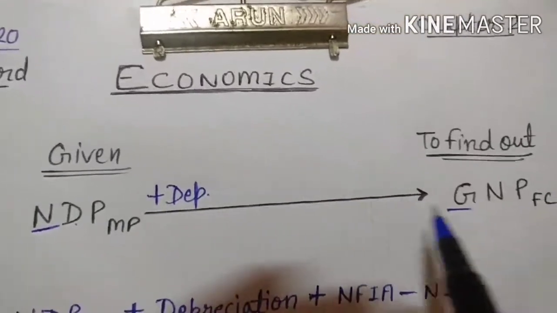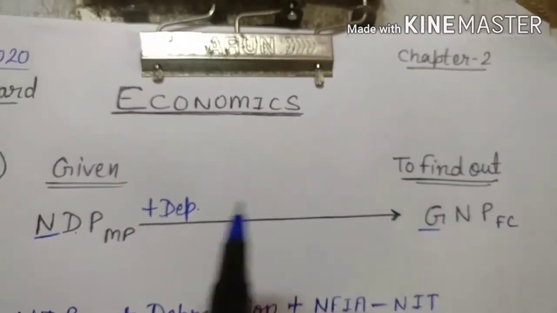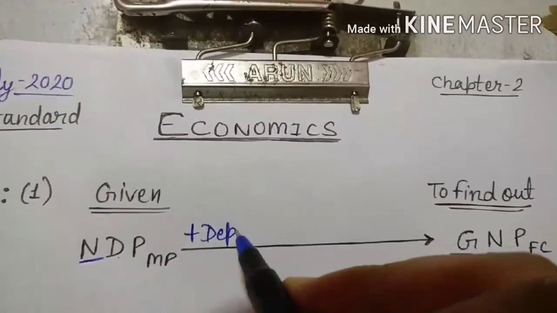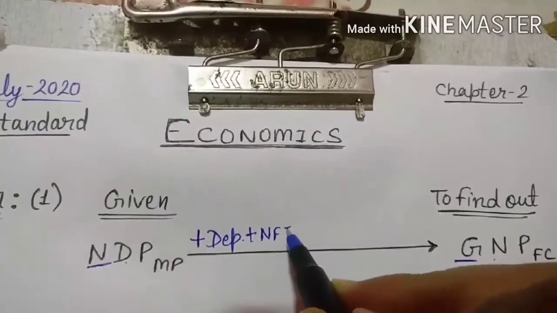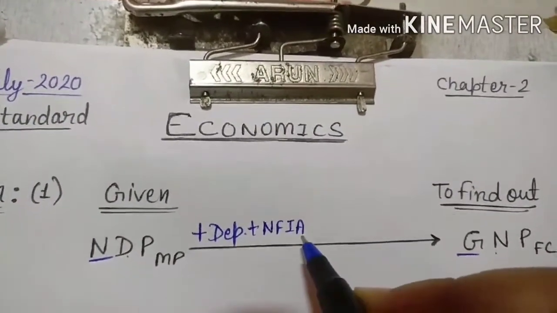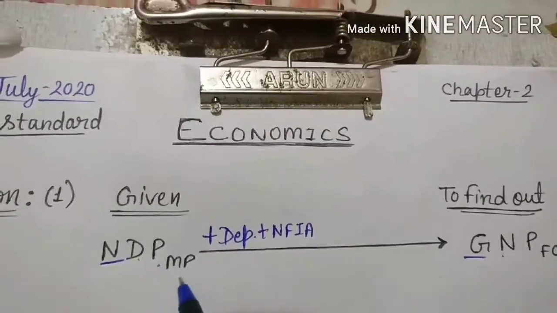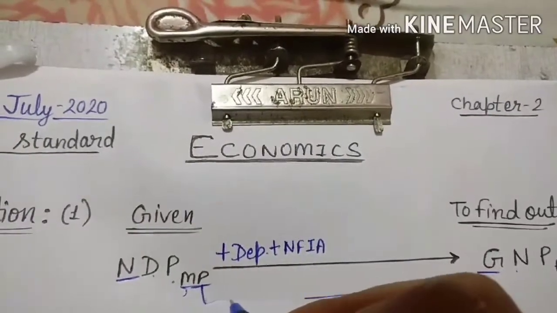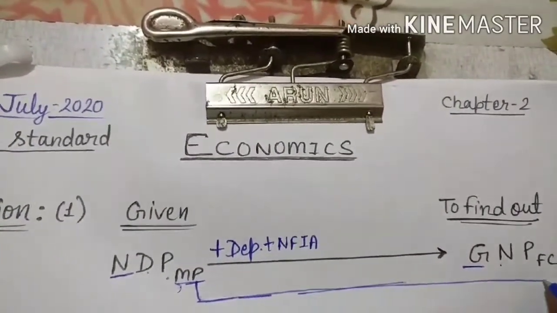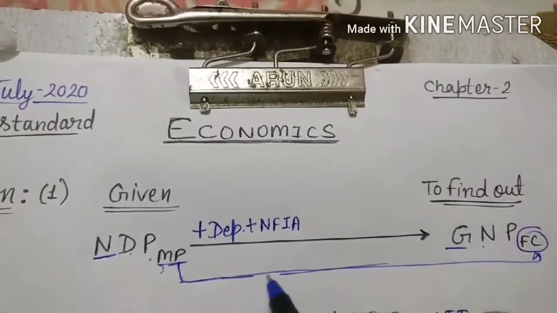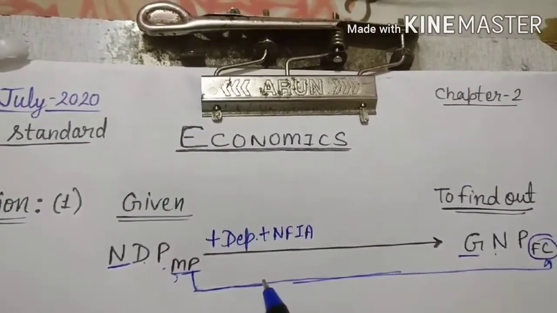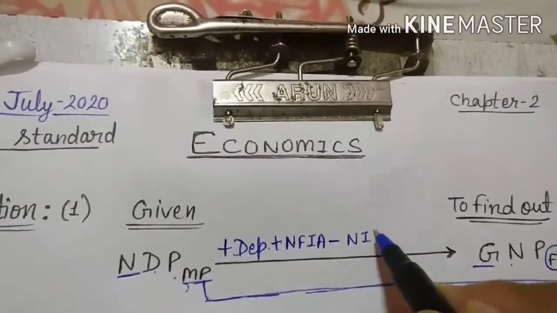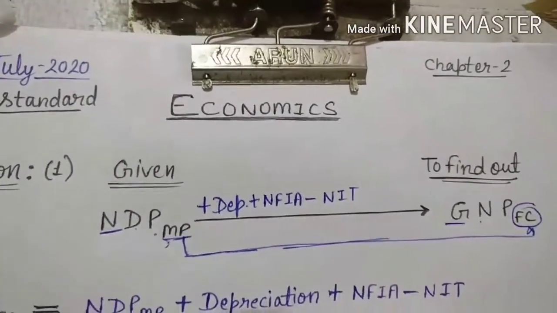Then here it is domestic, and we need to find national. So if we have to convert domestic to national, we have to add NFIA, which means net factor income from abroad. Then at last MP is here, and we have to convert it into factor cost. So in order to convert MP into factor cost, we have to subtract NIT.